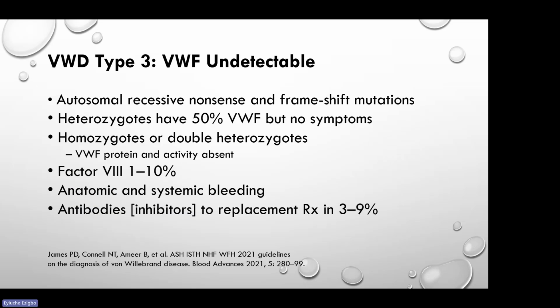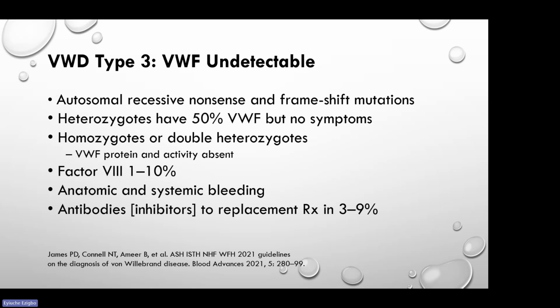Type 3 von Willebrand disease, von Willebrand factor is undetectable, very difficult to detect. It is an autosomal recessive disorder with nonsense and frame shift mutations. We have a lot of types of mutation referred to as nonsense and frame shift mutations. These are molecular terms to describe the type of changes that occur in the sequence of a gene.